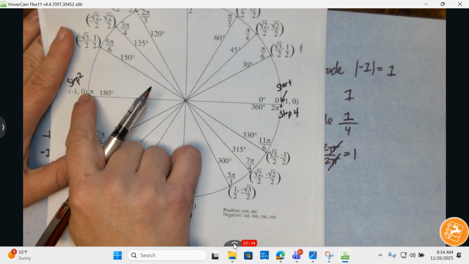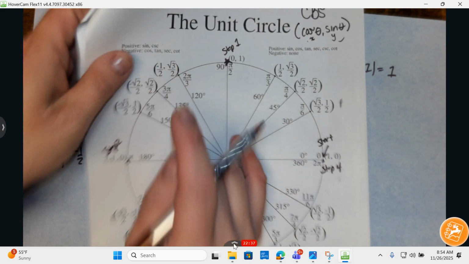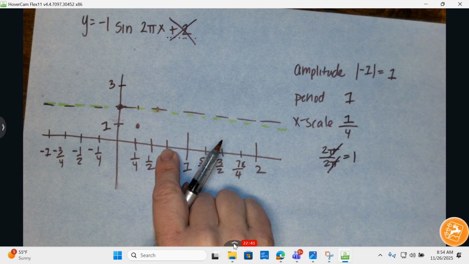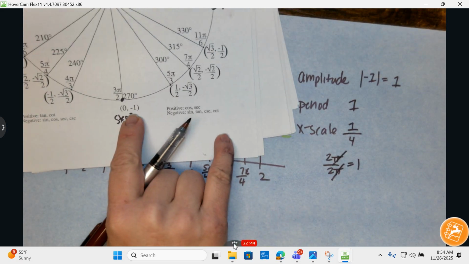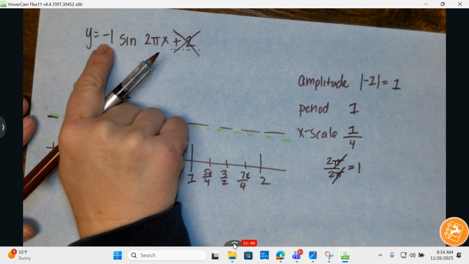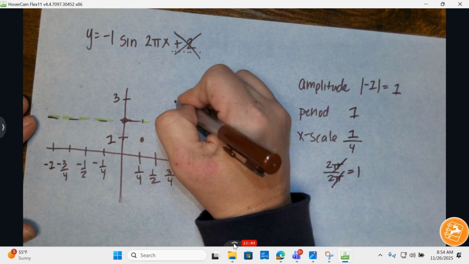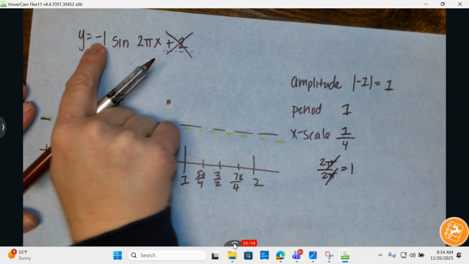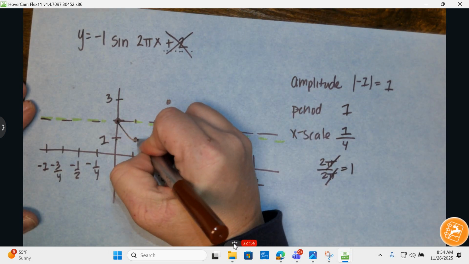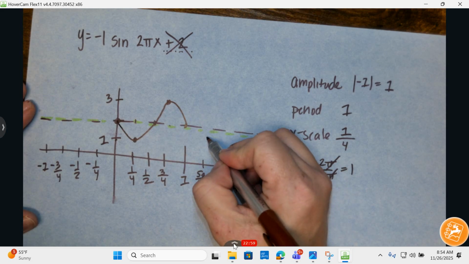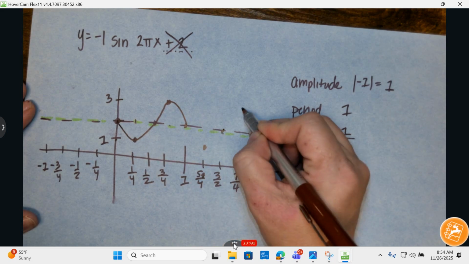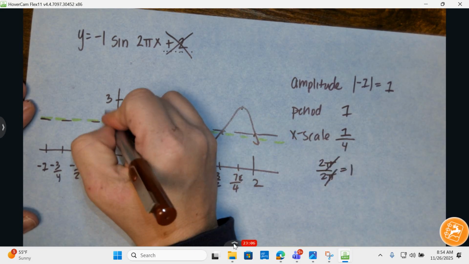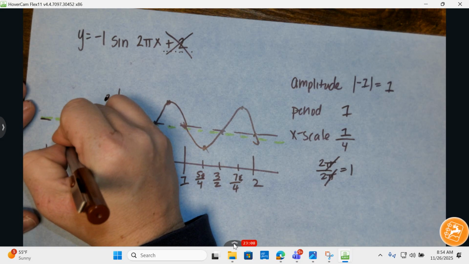Go to step 2, the output is 0. 0 times negative 1 is 0. Go to step 3, the output is negative 1. Negative 1 times negative 1 is 1. So at step 3, I'm up 1. And you can see here when I go to step 4, I have 0 again. 0 times negative 1 is 0. We see this basic shape here, and then we just need to continue it. So it's down, midline, up, midline. And the same thing over here. Up, midline, down, midline.